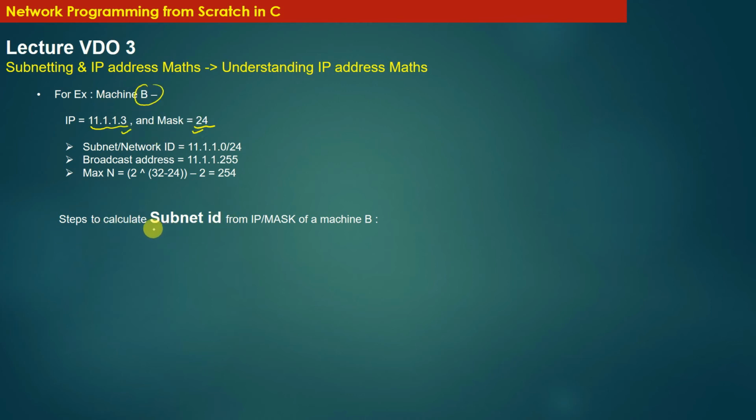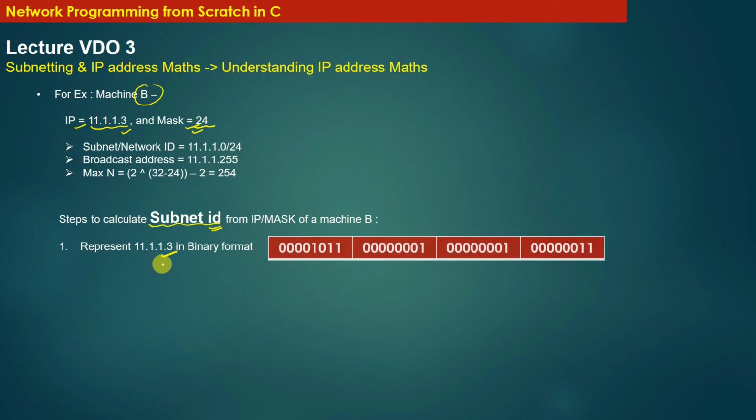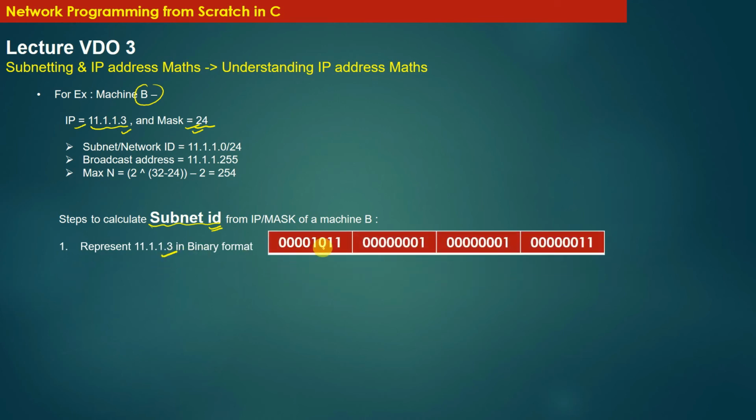So let us see how to calculate the subnet ID from the IP address and mask value of machine B, right? In order to calculate a subnet ID, follow these steps. First, represent the IP address in binary format. So this is the binary representation of IP address 11.1.1.3.